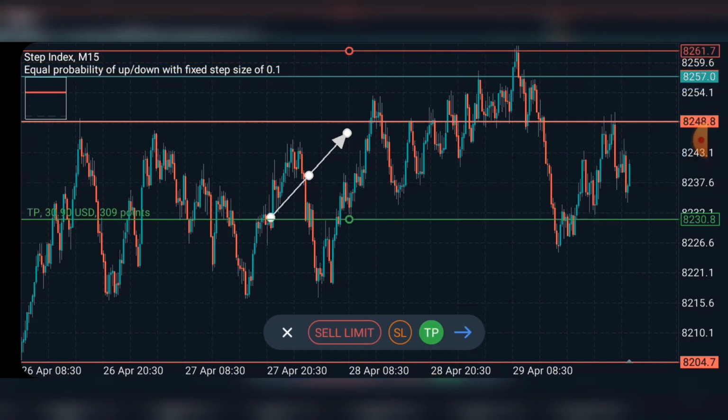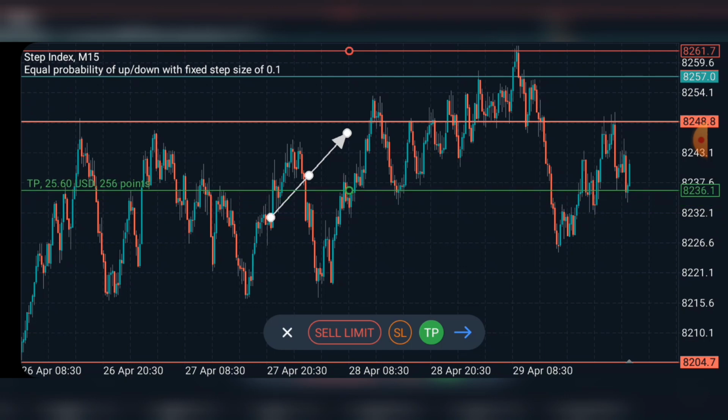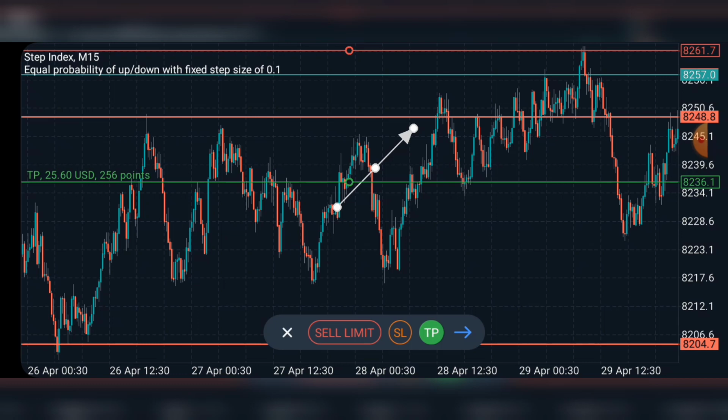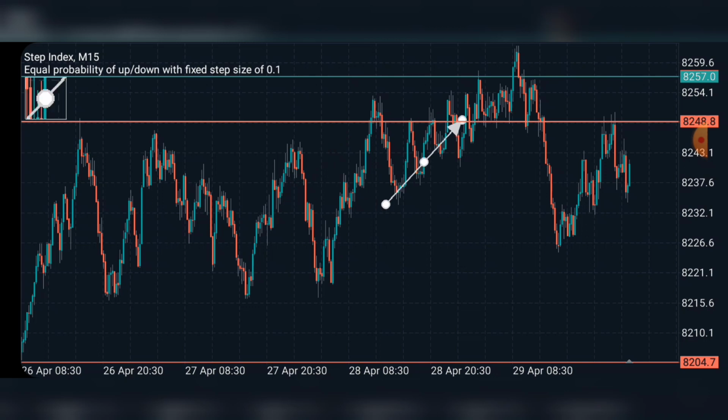Or let's just put this here. It's a buy, but just so that we can see the possible amount. So this is the lowest lot size on this pair, which is 0.1. And you could have easily made $25 just from this small move.